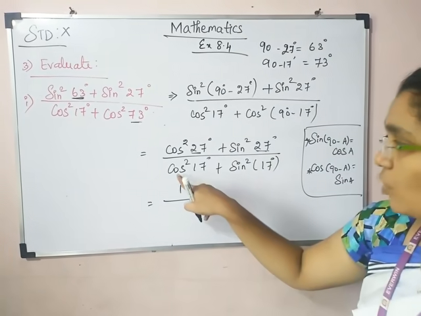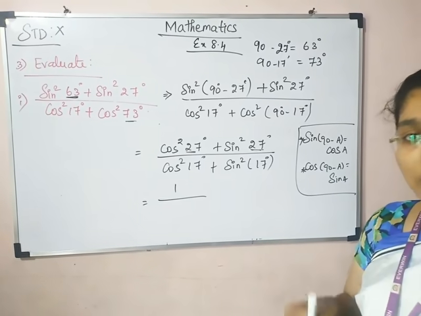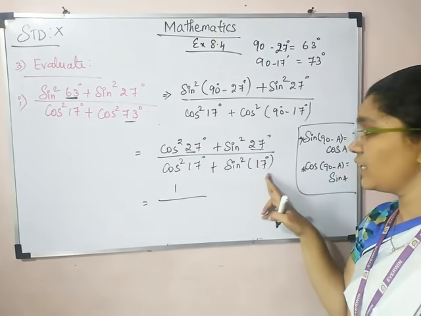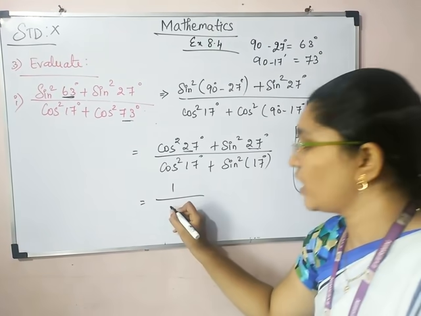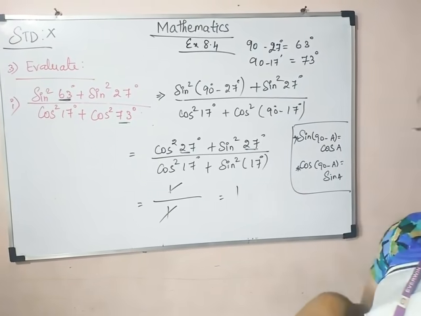Okay. So same, cos square 17 plus sin square 17. This also is in the form of cos square theta plus sin square theta. Here theta will be 17, here also 17 and here also 17. Both are the same, so it can be replaced by 1. So now 1 will get cancelled, which is equal to 1.